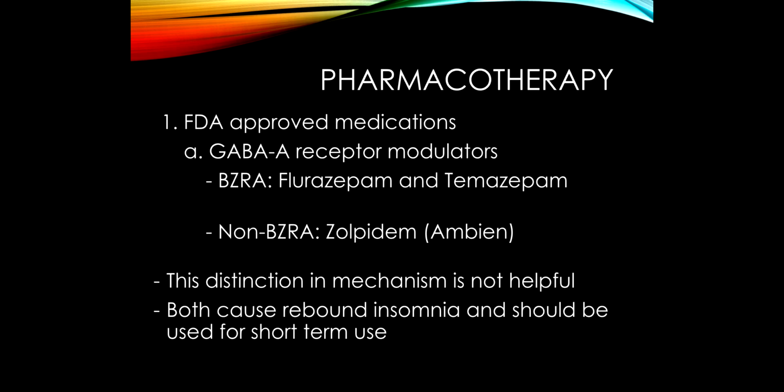Now, in terms of medications, I'll first go through the FDA-approved medications for insomnia. And so our first category are the GABA-A receptor modulators. And the classification here is completely non-helpful, so I won't ask you this. There are so-called benzodiazepine receptor agonists and non-benzodiazepine receptor agonists. And really there does not appear to be a difference, even though we have that different classification system.